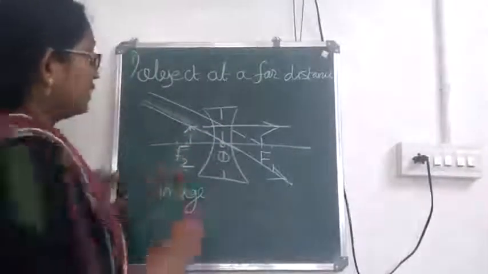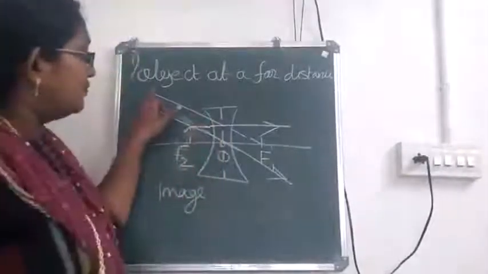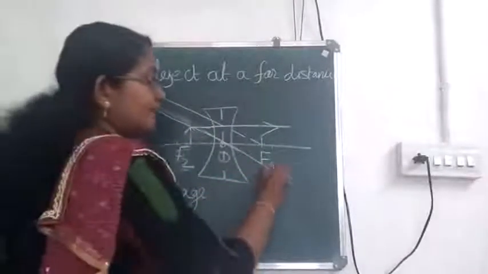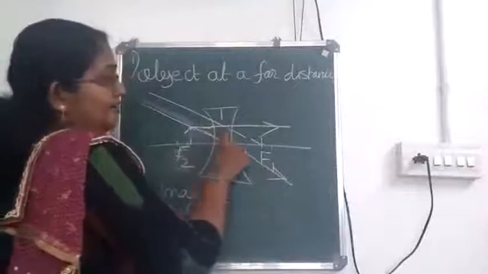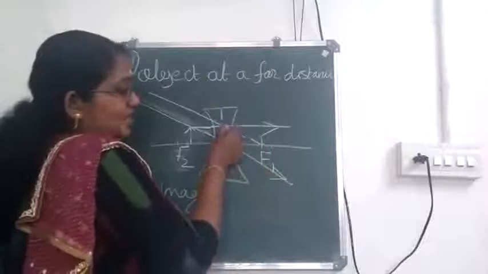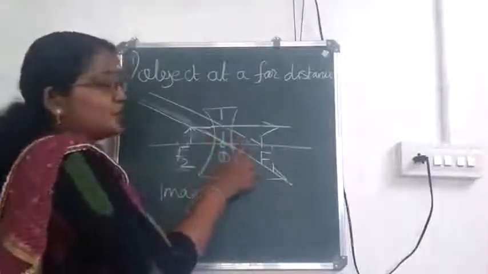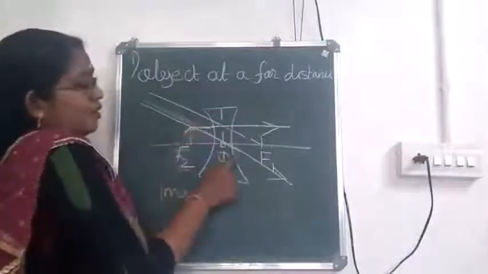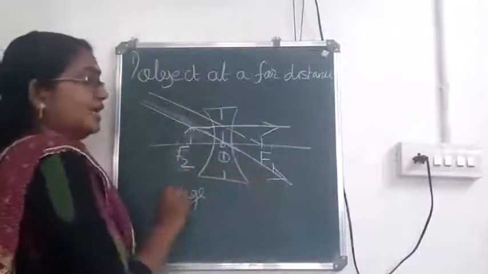Once again, I'll tell you. First ray, we have considered a ray coming in the direction of the first focal point. After refraction, it moves parallel to the principal axis. In this direction we have used the dotted lines. Now the second one, coming through the optic center, goes without any deviation.